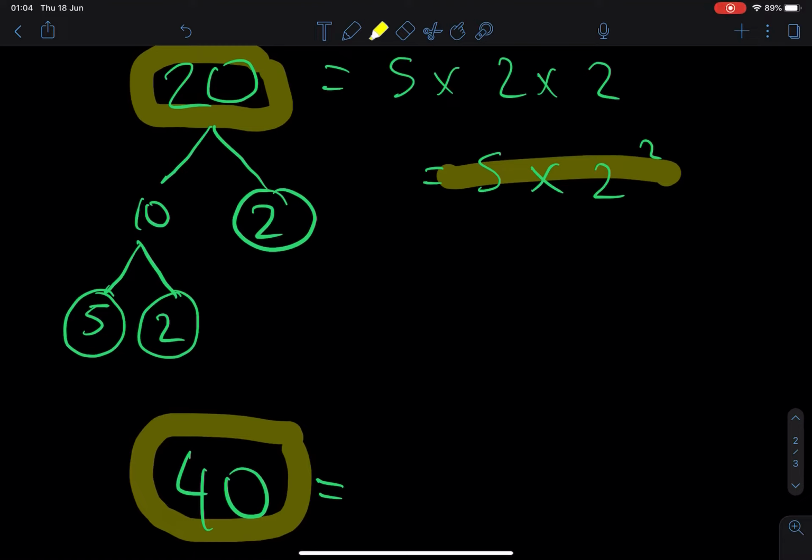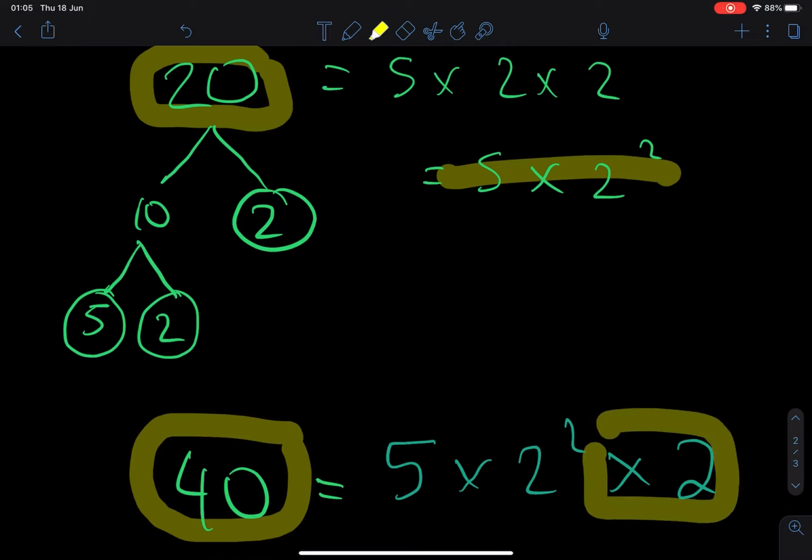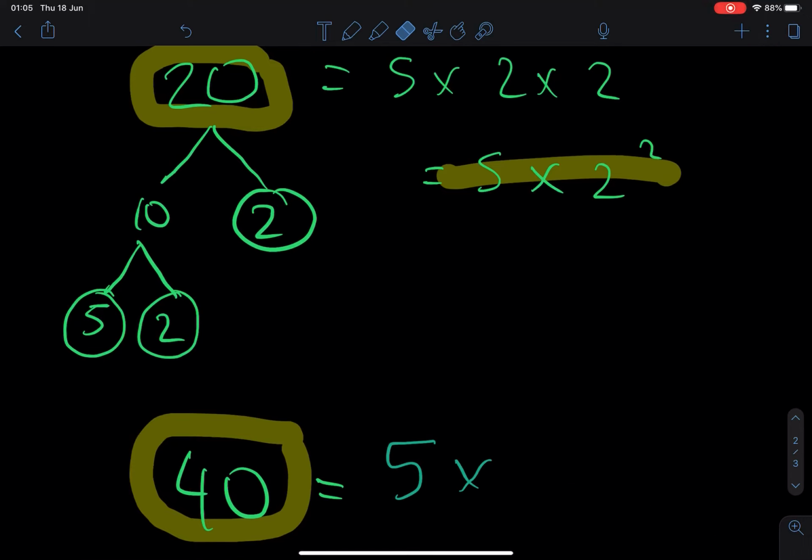What does that mean? So 20 is half of 40. So to get from 20 to 40, I double it. So what would happen, do you think, to the prime factor decomposition, to the product of its primes? All you would have to do is double it. So 5 times 2 squared times an extra 2. So this extra 2 reflects that 40 is double 20. Also, I can simplify this further because 2 squared times 2 is actually 2 to the power of 3.